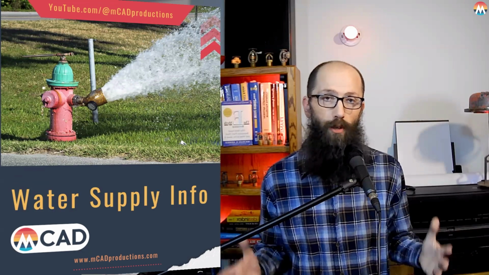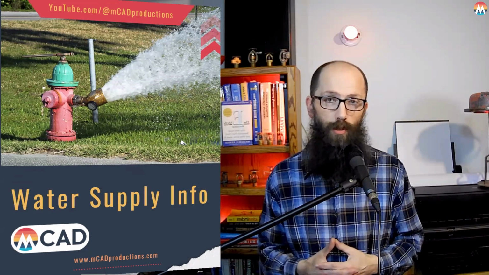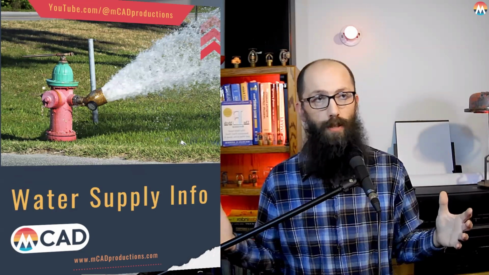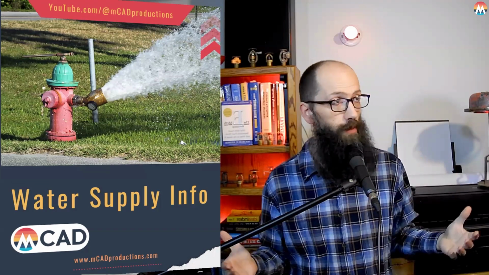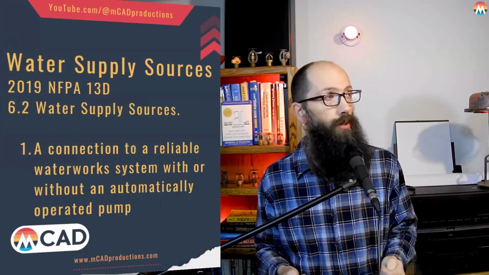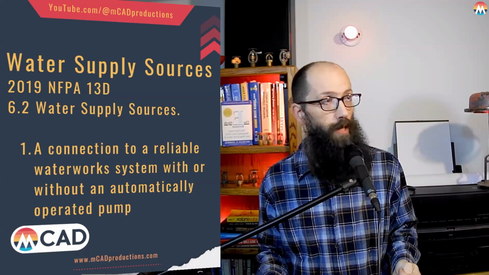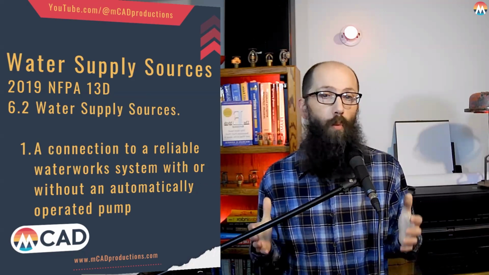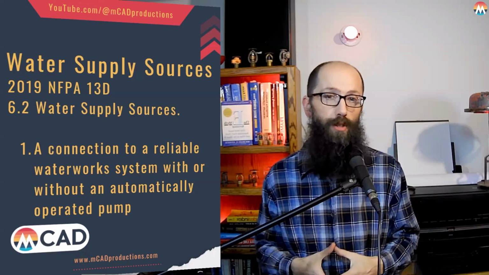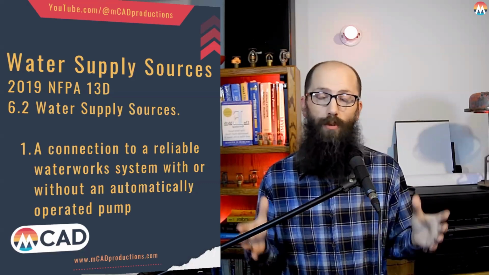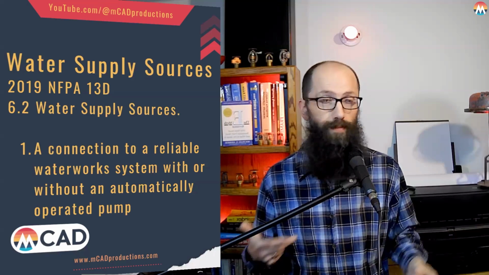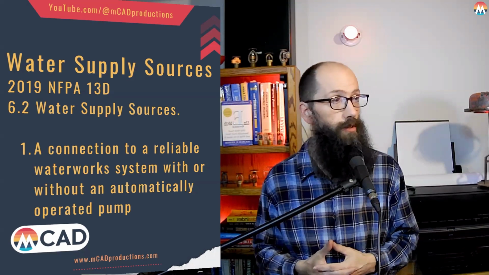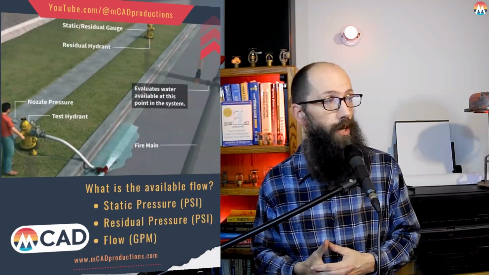But no matter what, when we're talking about hydraulic calculations, the important information always related to this is water supply. How are we going to get water for the sprinkler heads? We need water of some source. So different available water supply sources that we're allowed to use in NFPA 13D 6.2. One of them is a connection to a reliable waterworks system with or without an automatically operated pump. So connection to city main, basically just your regular water line connection to a city main in the street. That's what that's talking about.